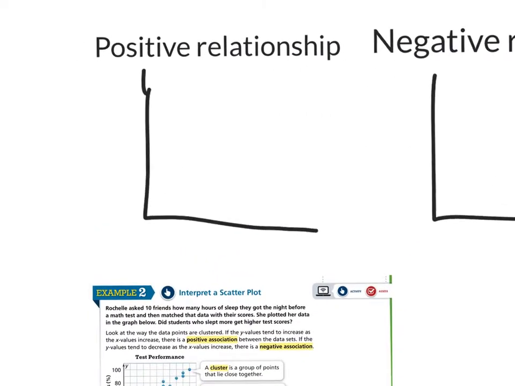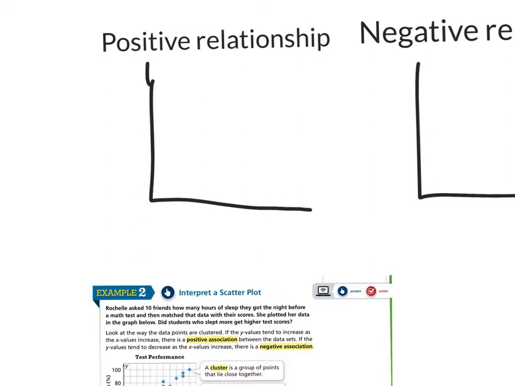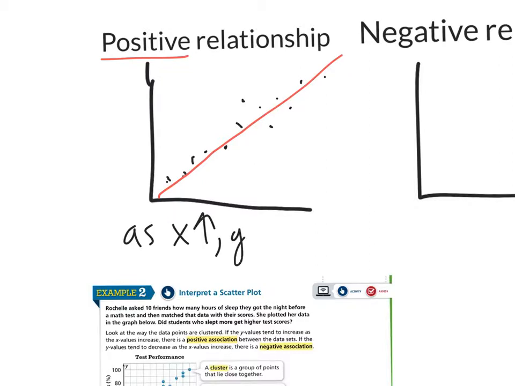So one is called a positive relationship or a positive association. And basically what's happening in that case, again, these points are not going to be just in a straight line. But generally, if they're going up like this, in other words, if I would try to draw a line kind of through these points, it would have a positive slope, positive relationship, okay? Another way of looking at that is as X goes up, Y goes up.